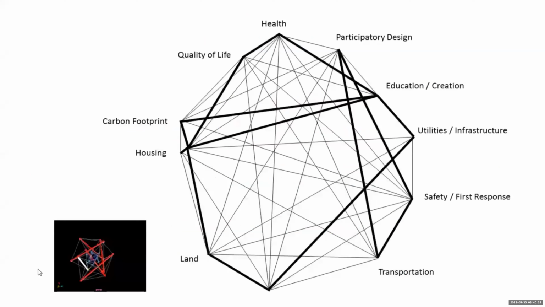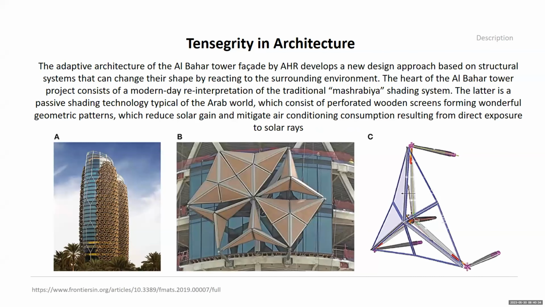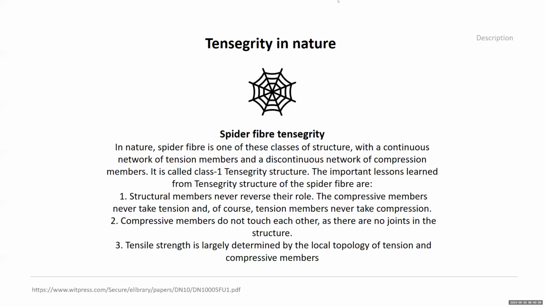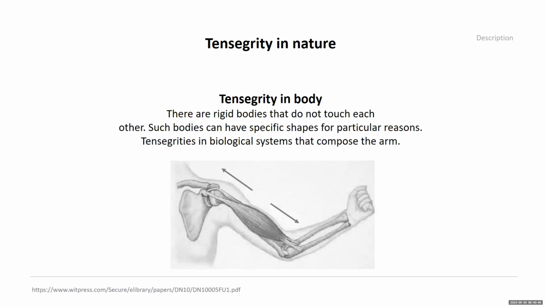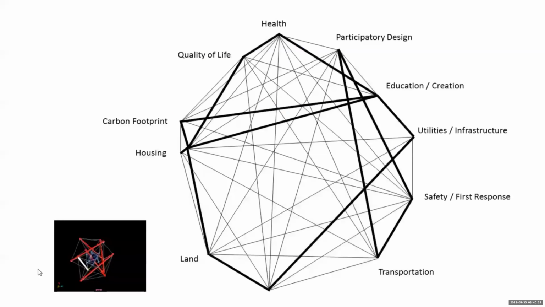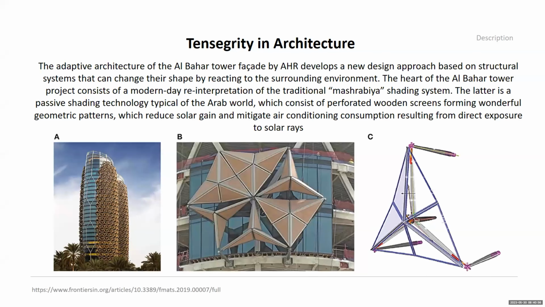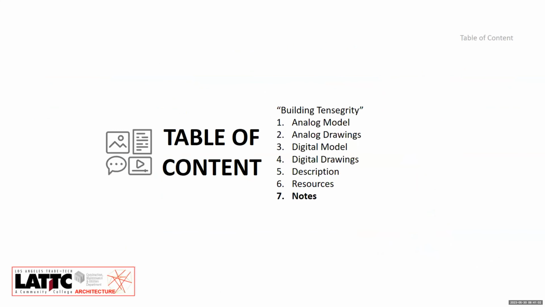And so we find tensegrity in nature. We can find it in the spider web, and in the body, for example, in the muscles. Also, we find it in our life. Tensegrity in our architecture. This is a case study and some notes.